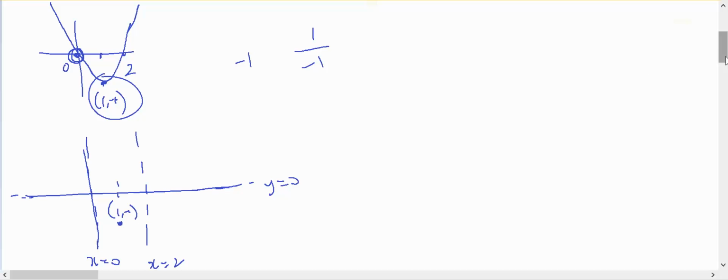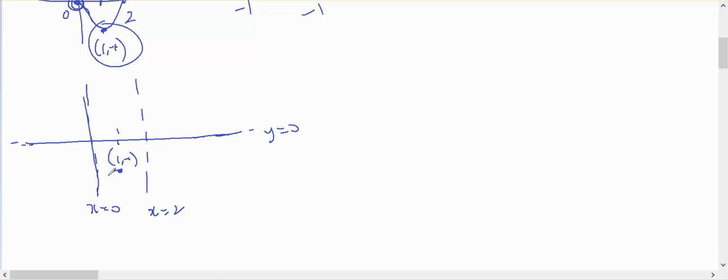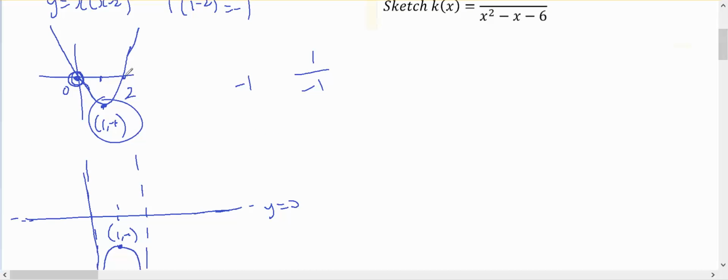I now know that as this gets closer and closer to 0, this is going to approach negative infinity. So I end up with a curve that looks like this. And as this is getting close to 0, my reciprocal is going to approach infinity, so I end up with a curve looking like this. And I need a second point.